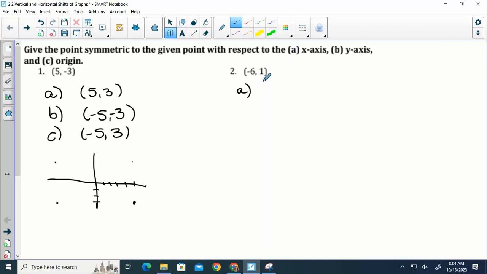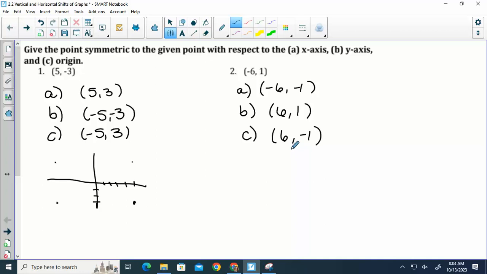So this one, if I flip it across the x-axis, what does it become? Negative 6, negative 1. If I flip it over the y-axis, positive 6, negative 1. And across the origin. Alright. Questions on those?